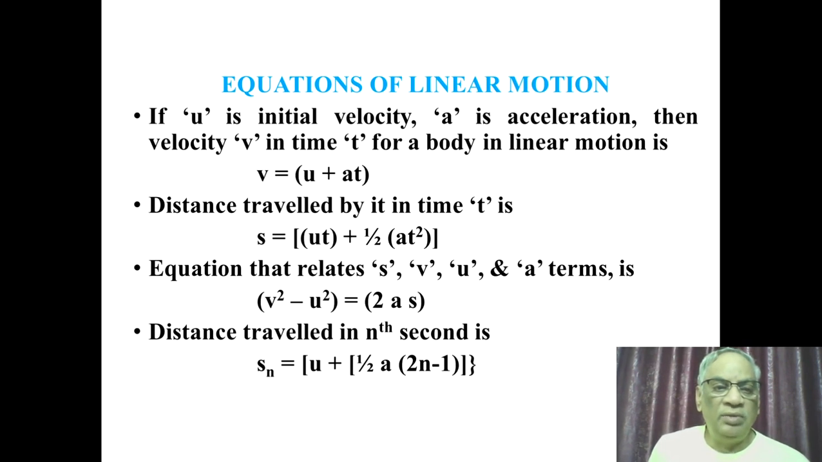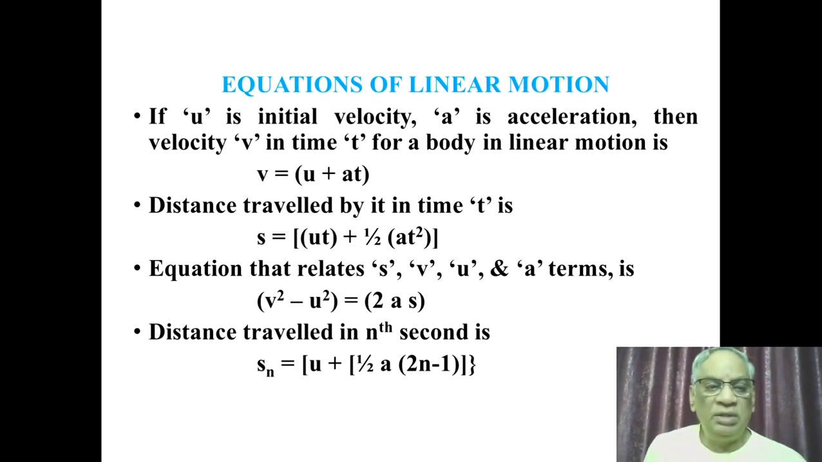Let us recollect the equations of linear motion. If u is the initial velocity, a is the acceleration, then velocity v in time t for a body in linear motion that is moving with uniform acceleration is given by v is equal to u plus at. Similarly, distance travelled by it in the time for the given conditions is s is equal to ut plus half at square. And the equation that relates distance, final velocity, initial velocity and acceleration terms is v square minus u square is equal to 2as. s is the distance travelled.